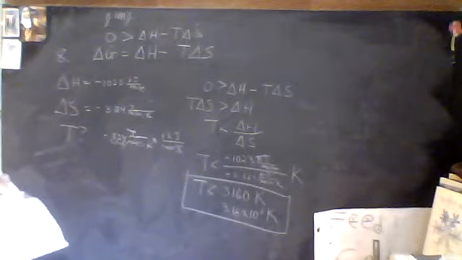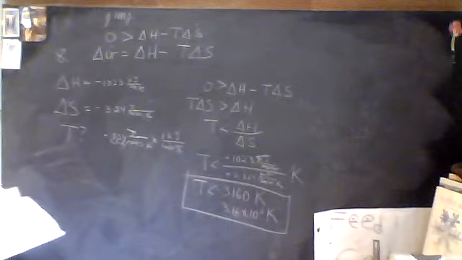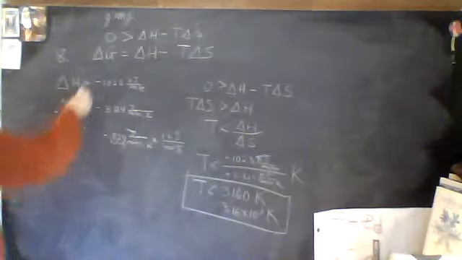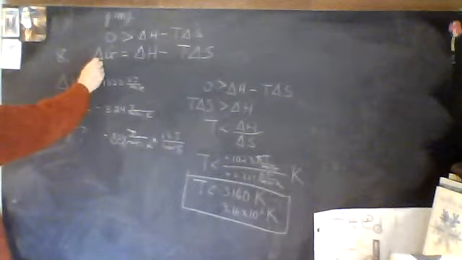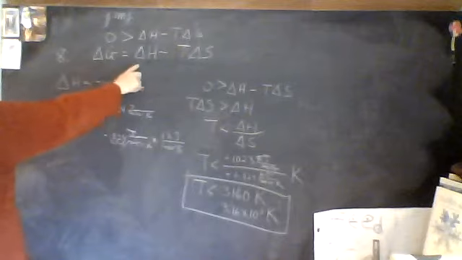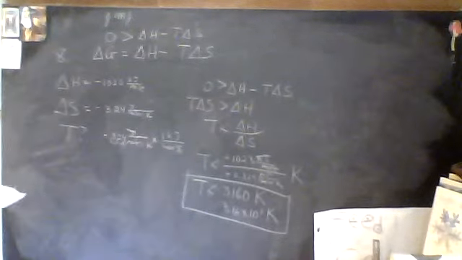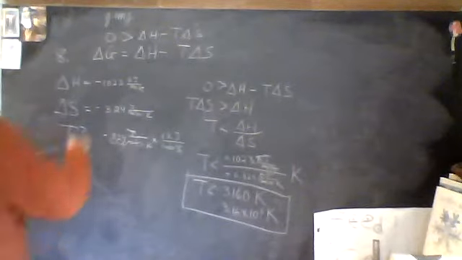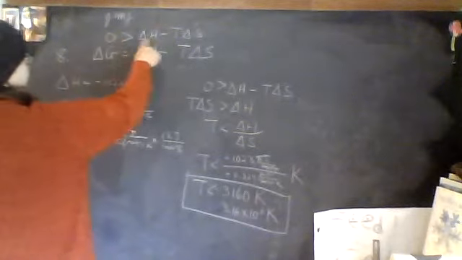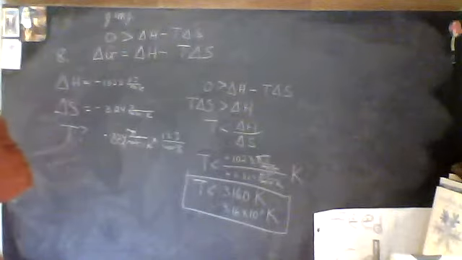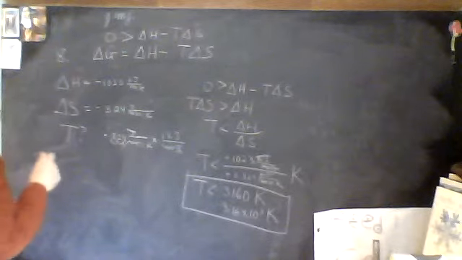So in order to do that, we have to remember the Gibbs free energy equation, which is this. Delta G equals delta H minus T delta S. Okay, and in order for the reaction to be spontaneous, this has to be less than 0. So we're going to set it up that way.